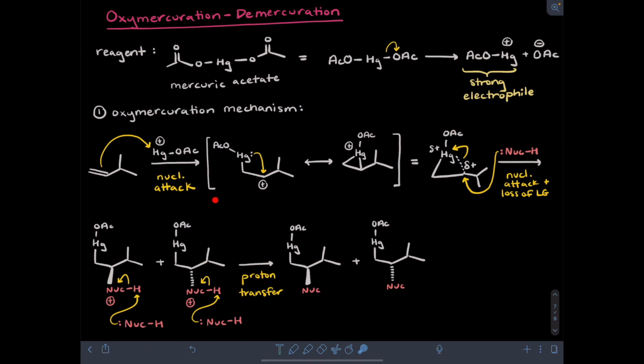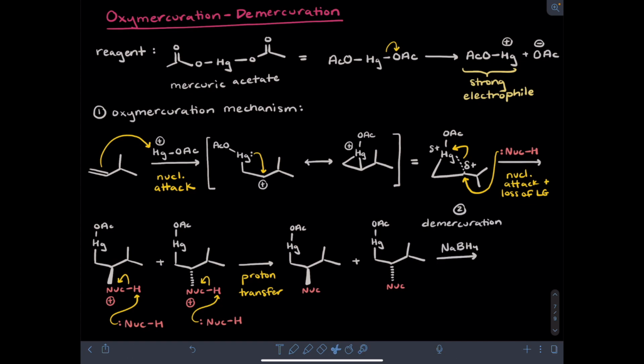The first intermediate that we formed is different from what we've seen before because it's not a true carbocation. There's some special resonance involving mercury and its lone pairs. And it is this mercury resonance that prevents carbocation rearrangement.